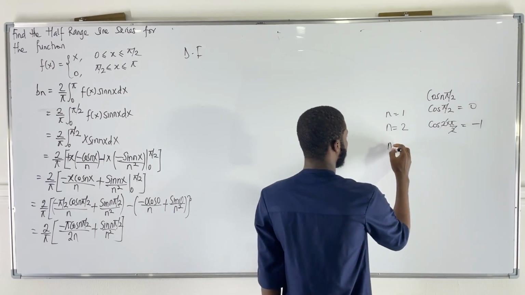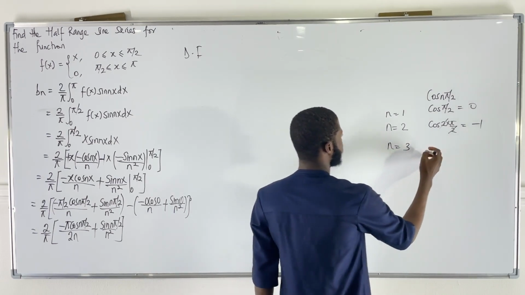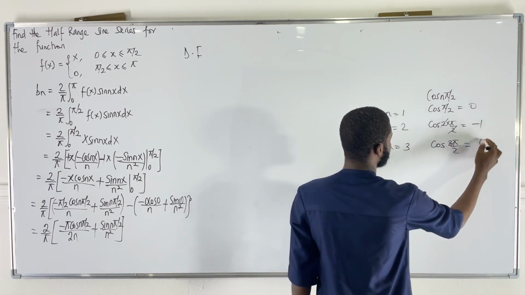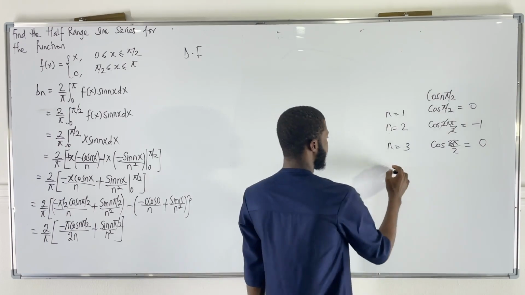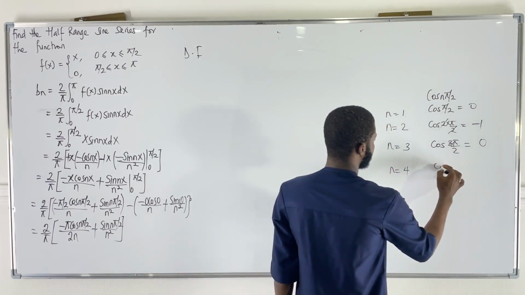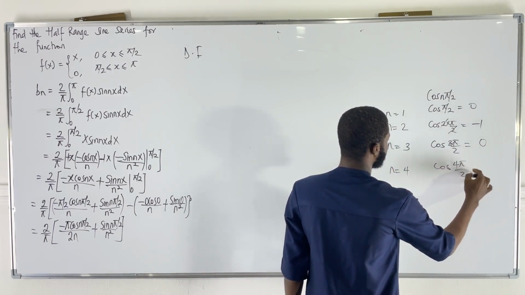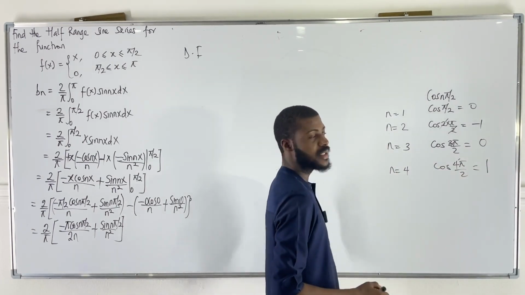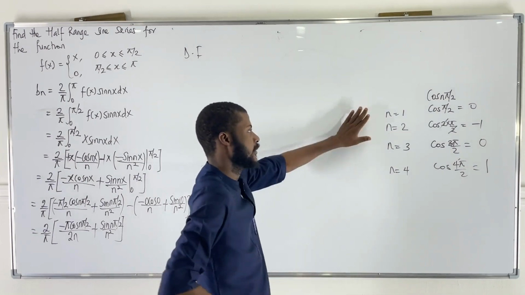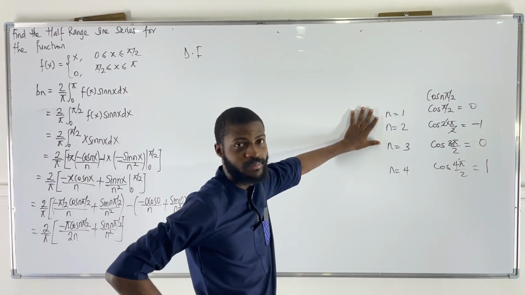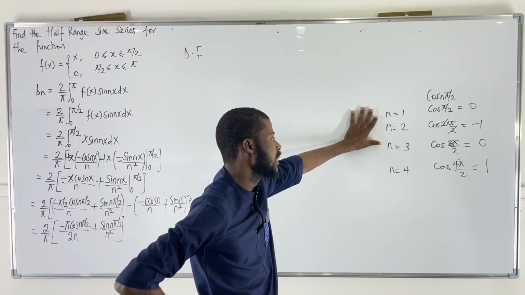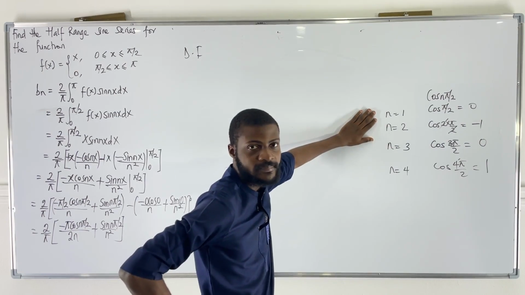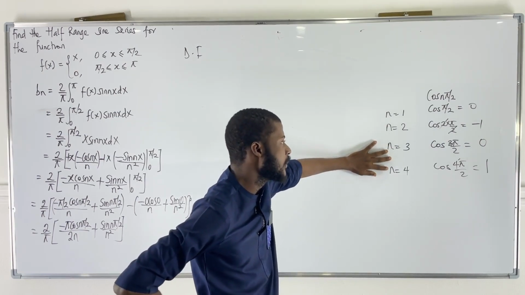Next, 3. When n is equal to 3, this will be cos 3 pi over 2, which is still 0. Then next, when n is equal to 4, this will be cos 4 pi over 2. And when this cancels out, you're going to be getting 1. Now, every single thing I've done here, they are all the same when I start adding 4 to them.